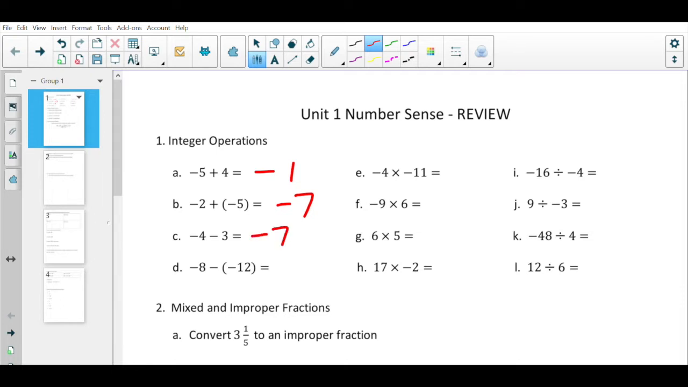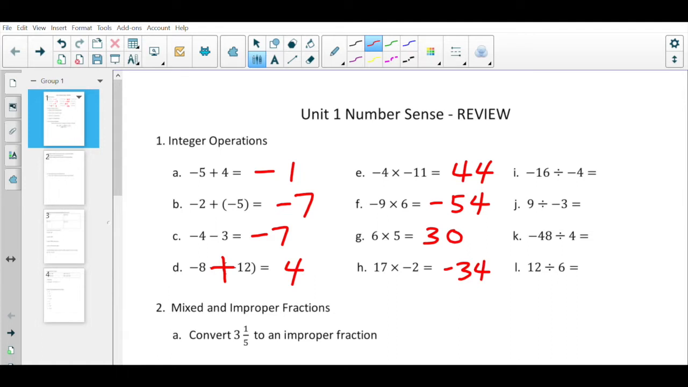-8 minus bracket -12. Here's a little trick I like to do when you see two negative signs: make it a giant positive sign. -8 plus 12 is 4. -4 times -11, a negative times a negative is a positive number, so that's 44. -9 times 6 is -54. That is a negative times a positive number is a negative number. 6 times 5, positive times a positive number is still a positive number. A positive times a negative number, 17 times -2 is -34.